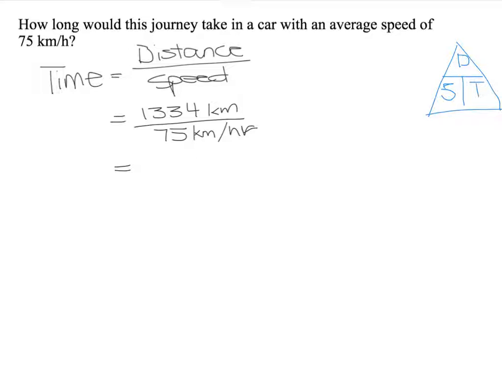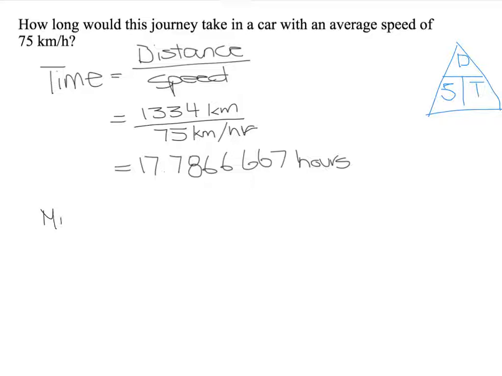So then if I divide that, I end up with 17.7866667. And that's in hours, obviously. Another way to kind of see that is to say that if I can cancel, so if there's a kilometres here and a kilometres here, they cancel out. But I'm left with the hours. So that's what my answer will be in.